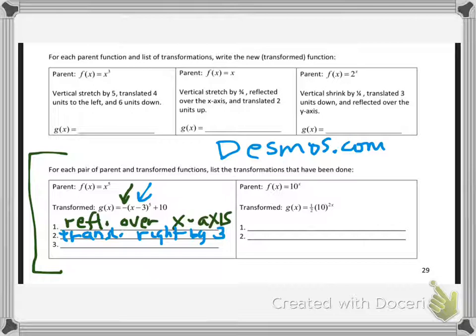And finally, down here at the end, we have a plus 10. Well, adding something to the entire function means we're adding it to y. So that is a translation in y. If we're adding something, we're making it move in the positive y direction. So we are translating up by 10.